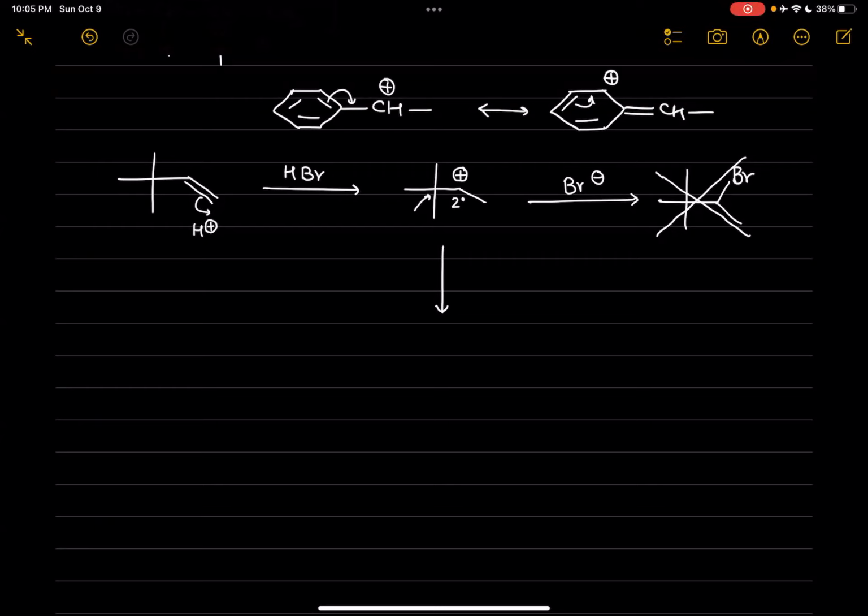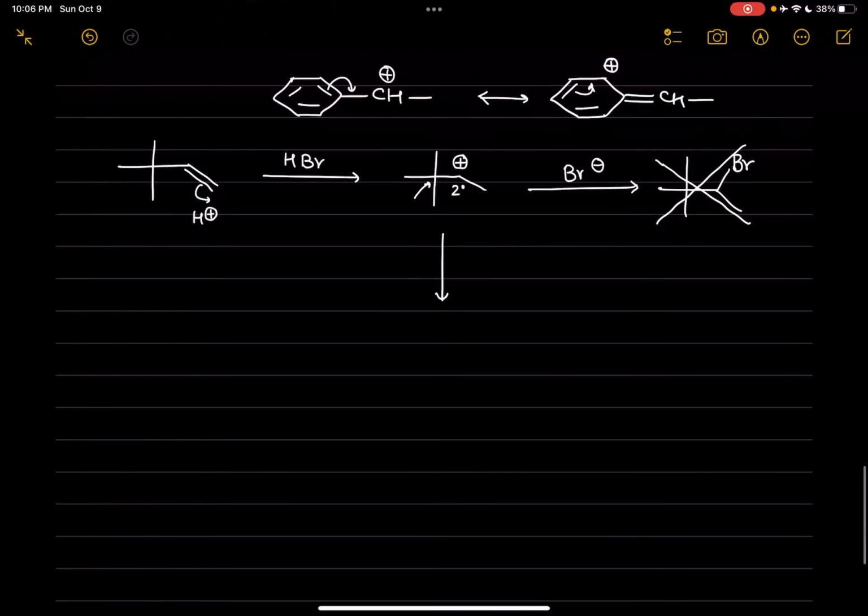So how am I going to bring the cation over here? This carbon is already connected to four bonds. If the bond detaches, then I'm going to shift one of the methyl groups along with the electrons to the cation.